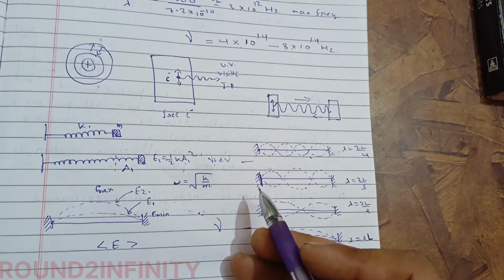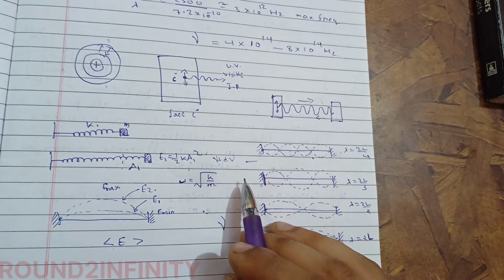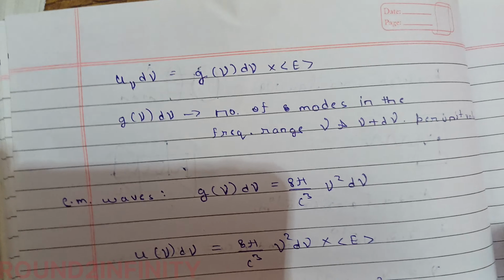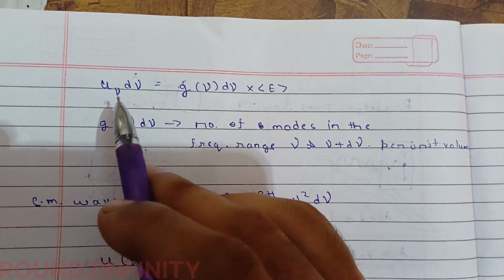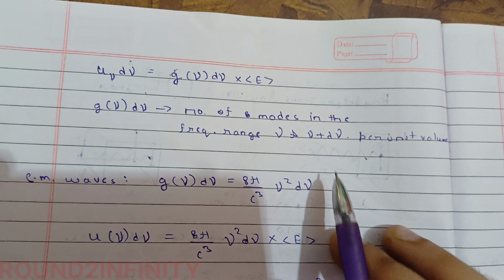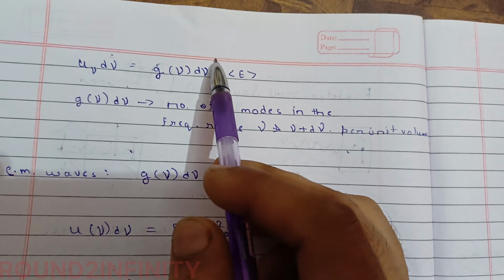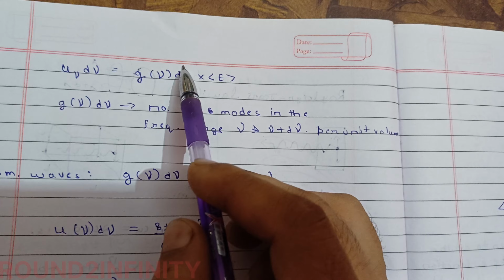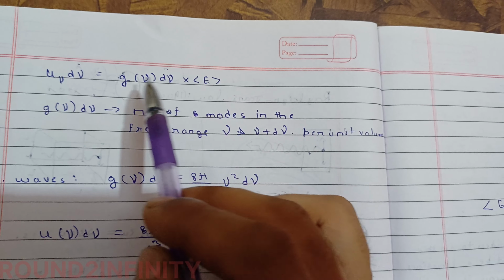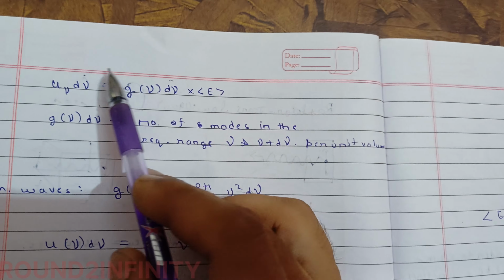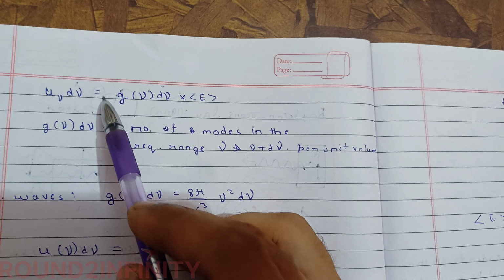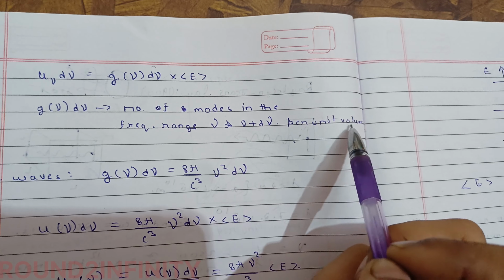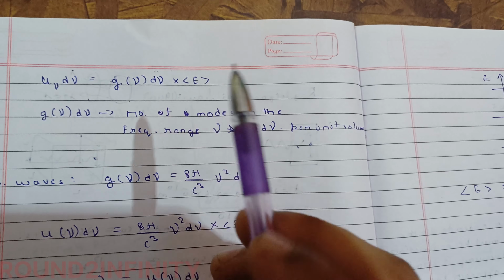First we need to find the number of modes between nu and nu plus d nu. So how can you find this? This is our energy per unit volume. It will be equal to the number of modes multiplied by the energy of every mode, which gives the total energy. This is the number of modes per unit volume, and the energy of one mode. This will give you the total energy per unit volume. So this is the number of modes in the frequency range nu to nu plus d nu per unit volume, and this is the average energy of one mode.